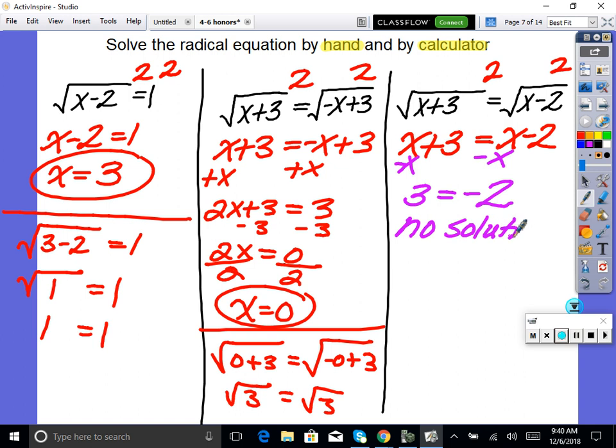So what if I would have got a true statement, like 3 equals 3? The answer would be all real numbers, right? We can plug in anything and it will work. So what does this mean, guys? Let me show you how you could check your answers.